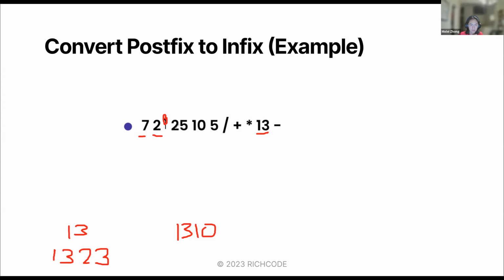And it might be a little bit hard to see for you guys, but the reason this is one number and this is one number, but then this is a number by itself, is because there's no space between the 2 and the 5.